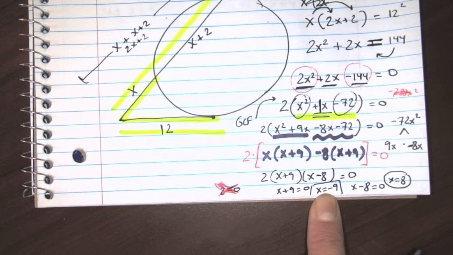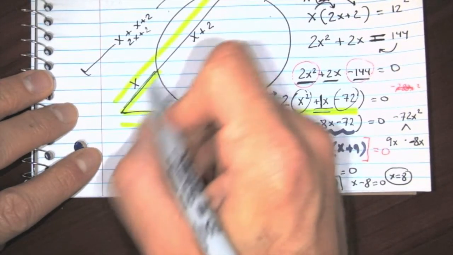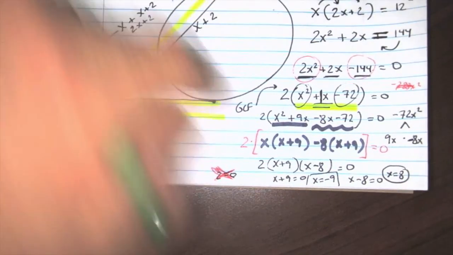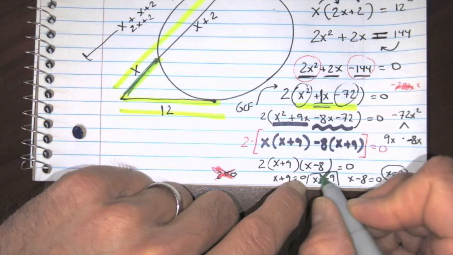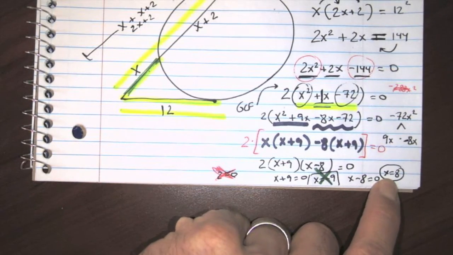I'm questioning this one right here. Can x be a negative 9? Can this distance from here to here be negative? No, that doesn't make any sense. You can't have a negative distance. Distance is always positive, so we're going to cross this one off. So your only logical answer is x equals 8.